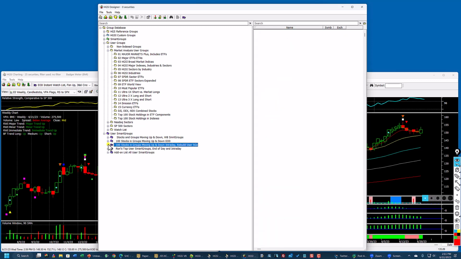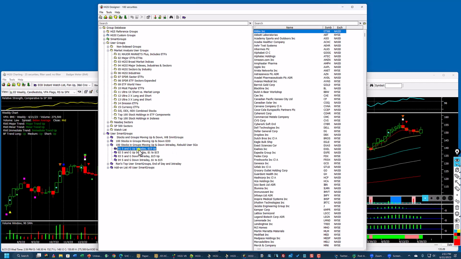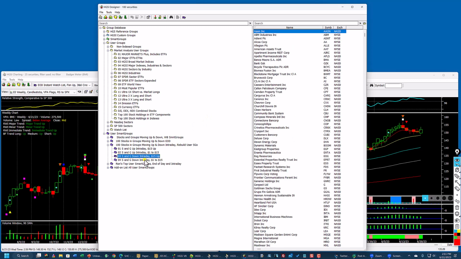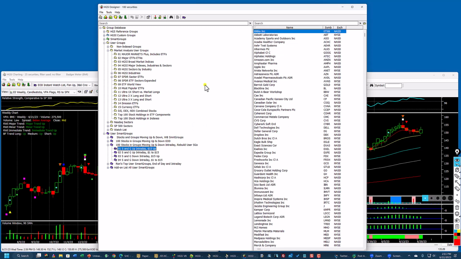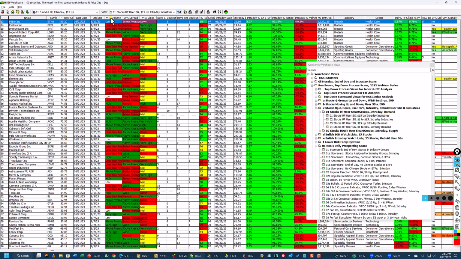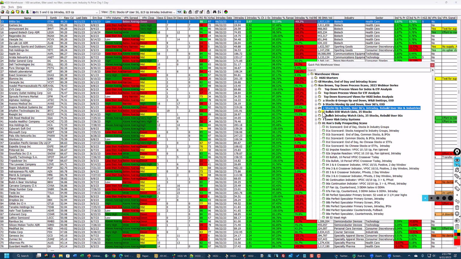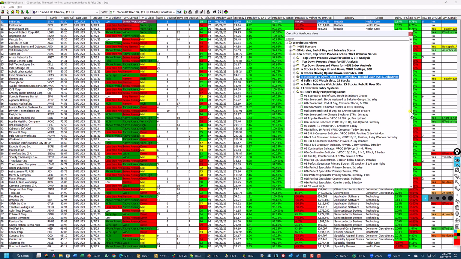And this is the third folder down, 100 stocks and groups moving up and down intraday. Now I'm going to go into the stocks and groups up intraday, $15 and up. I have 15 and up and then 1 to 15, both up and down. So I'm going to go to the 15 and up, and now I'm going to click through to the warehouse views. And rather than having to go into C, I can go in and start doing prospecting based upon these other scans. So let's do something I call impulse reaction.